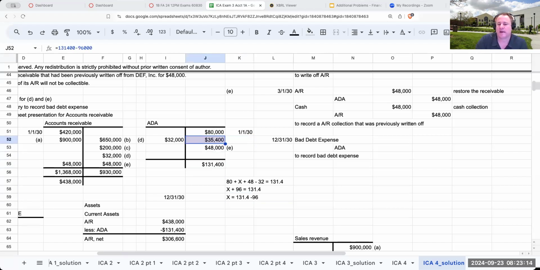or 35,400. What you need to always do is make sure the number works. 80,000 plus 35,400 plus 48,000 minus 32,000 is 131,400. So my bad debt expense is going to be right over here. And I'm done with this particular question.